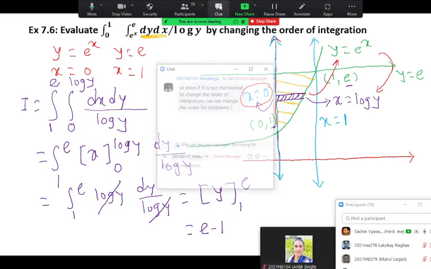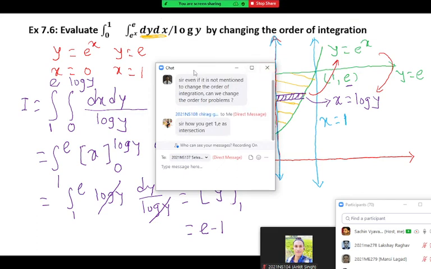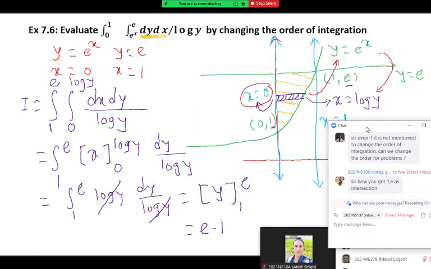Okay, and if you complete it, you can tell me. He's asking, sir, even if it is not mentioned to change the order of integration, can we change the order? Yes, you can. Whenever it is not mentioned and the question is just to evaluate, the choice is yours. But unnecessarily, why would you waste your time changing the order if you can directly evaluate it? If you cannot evaluate, then you can think about it.